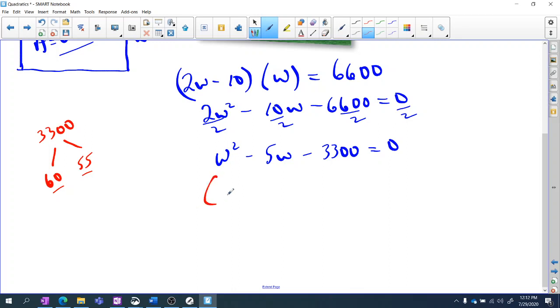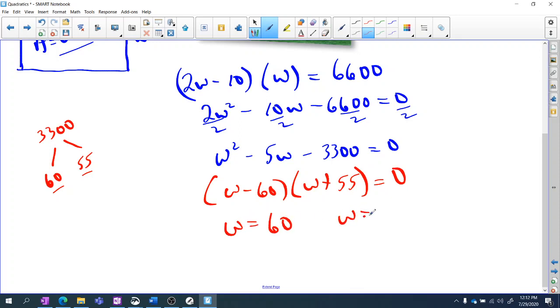So I'm going to factor this. W, so I need minus 60 and plus 55 equal to 0. So my possible answers are 60 and negative 55. Well, let's think about this. W is the width of the lacrosse field. Well, the width of the lacrosse field can't be negative 55, so therefore the width is 60.